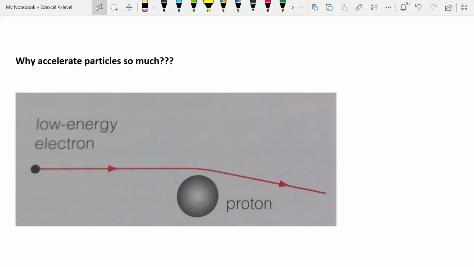One of the questions that comes up a lot: why do we spend so much money producing these particles that go so fast? I mean, these accelerators are extremely expensive, so what is the point of doing this? Why do we want to accelerate particles so much?